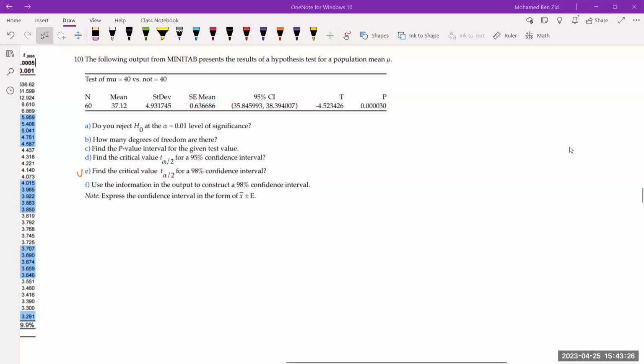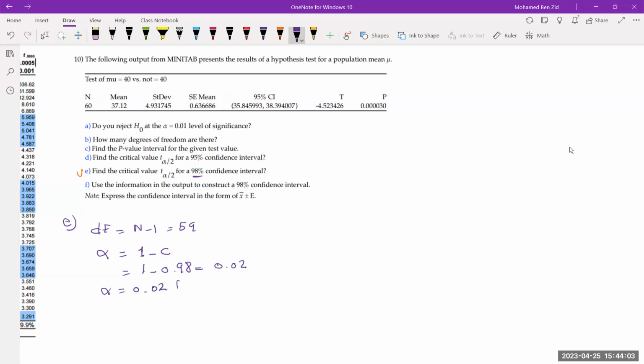All right, so for question E, they are asking you exactly the same thing, T alpha over 2 at 98% confidence interval. So again, what you need is the degree of freedom, and that's going to be n minus 1, which is 59. As well, you need the alpha value. The alpha value is going to be 1 minus the confidence interval. That's going to be 1 minus 0.98, and this is going to be 0.02. Don't forget that the alpha is going to be a two-tail.